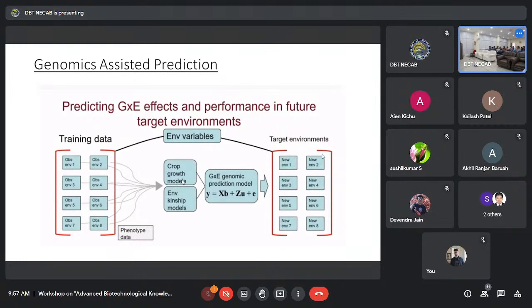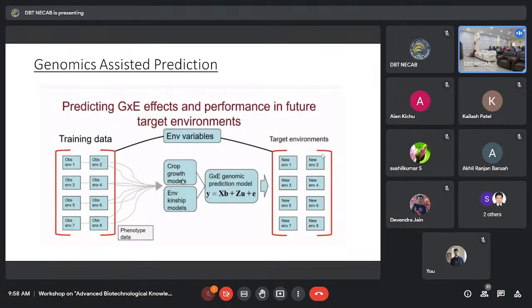Regarding dependence, when one character is dependent on another character, the other character may or may not depend on this character. Suppose yield is dependent on number of seeds per plant, on 100 seed weight. But 100 seed weight is not dependent upon yield. If yield increases, 100 seed weight may or may not increase. But if 100 seed weight increases, yield will increase. Right? So now this is regression.